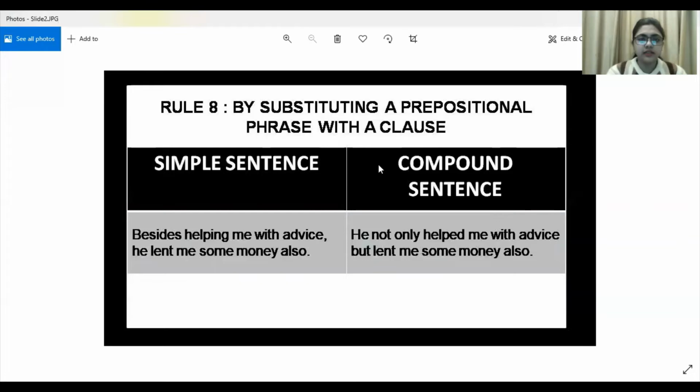Next rule says, same rule, but how we transform a simple sentence into a compound sentence by substituting a prepositional phrase with a clause. Besides helping me with advice, he lent me some money also. So this can be written like this: He not only helped me with advice, but lent me some money also. Okay, so this is a compound sentence because there is a coordinate conjunction over here. So this is all about transformation of a simple sentence into a complex and compound sentence by substituting a prepositional phrase with a clause.